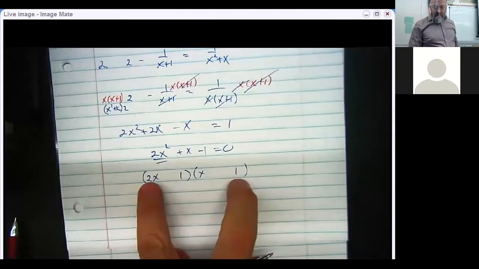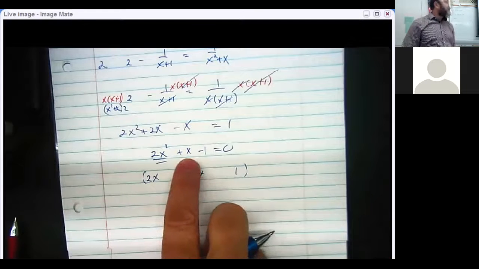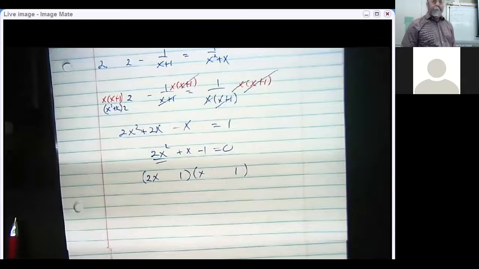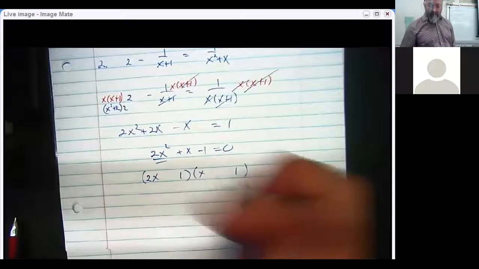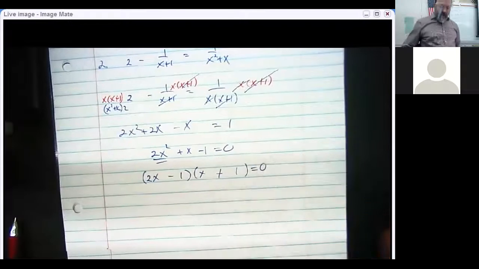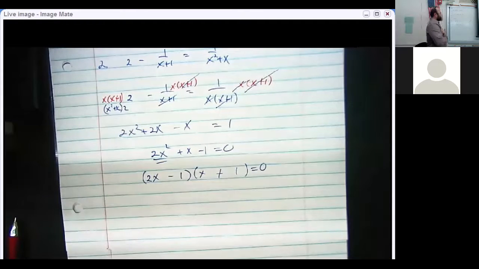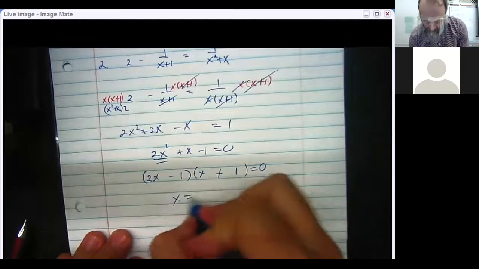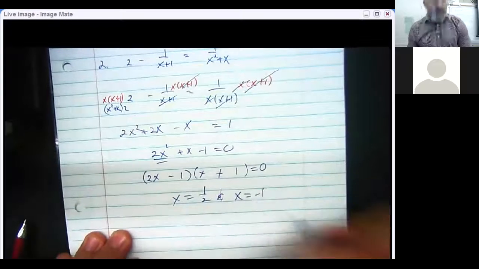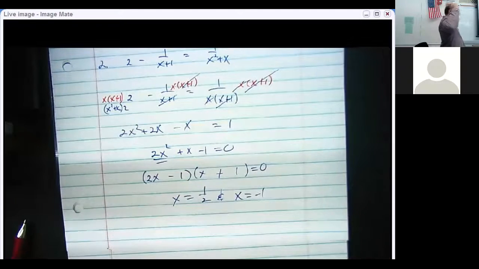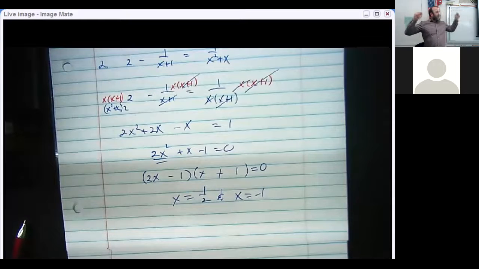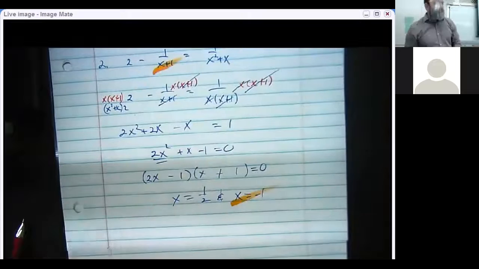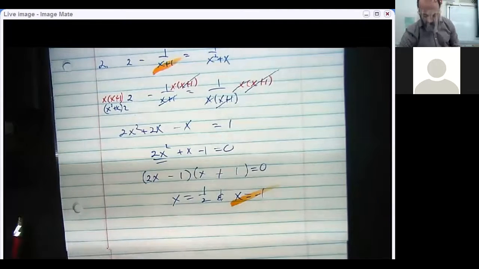So I need a 2x and a 1x to make a 1x. How? 2x and a 1x would make an x if the 2x was positive. And so what are the answers? What made it work? Positive 1/2 and x equals negative 1, and we just got smacked by our teacher on the test. Why? Because x equals negative 1 right there was an extraneous solution.